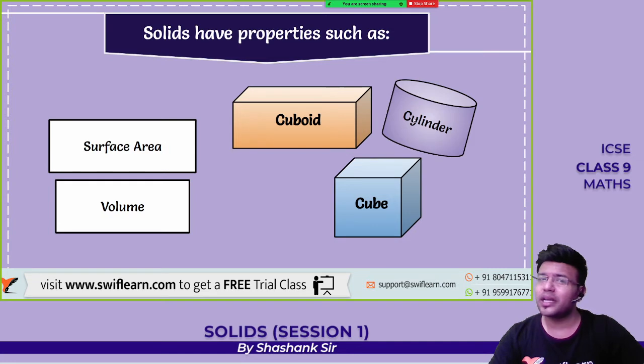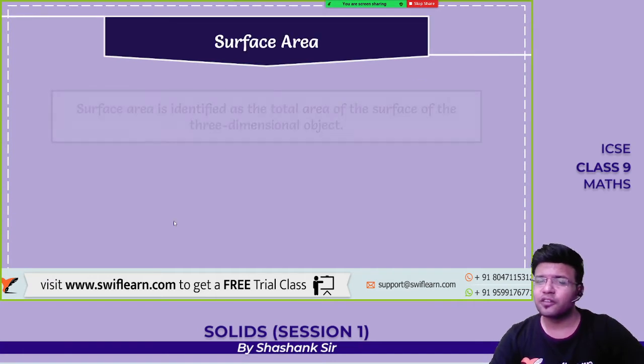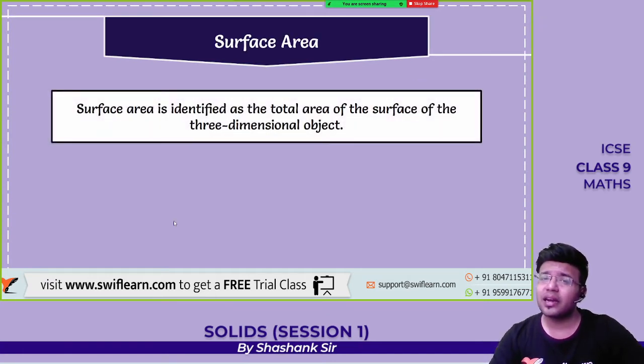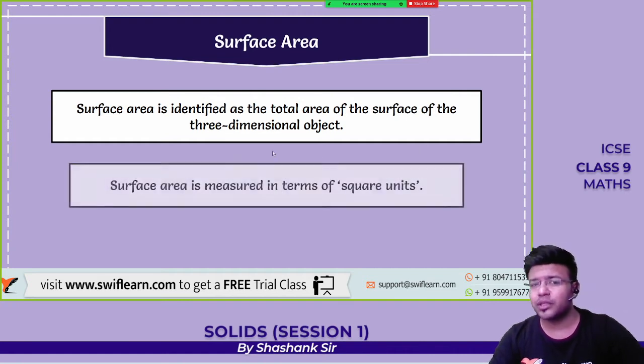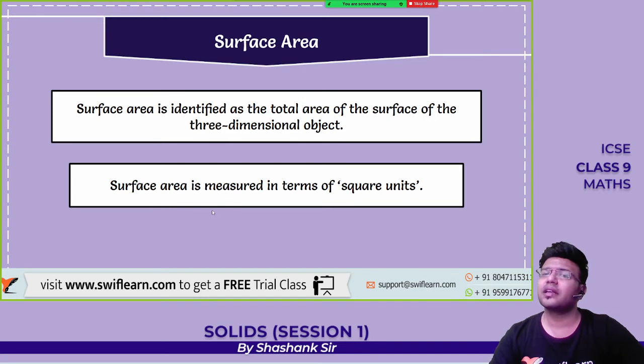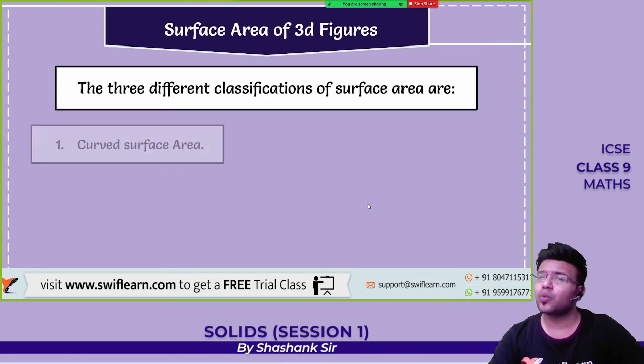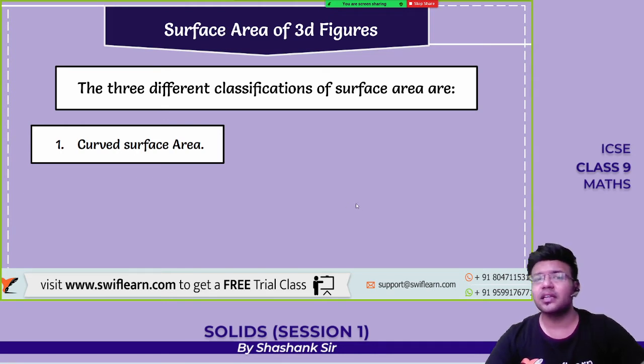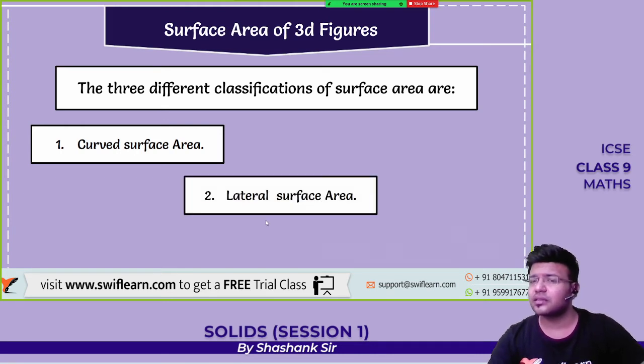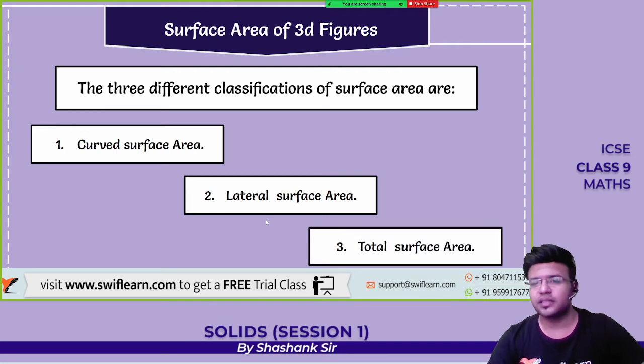Solids have properties such as, okay, so they define three-dimensional objects. There are two aspects, which are surface area and volume. Okay, so what is the surface area? Surface area is identified as the total area of the surface of a three-dimensional object. Surface area is measured in square units. The three different classifications of surface area are curved surface area, lateral surface area, and total surface area.